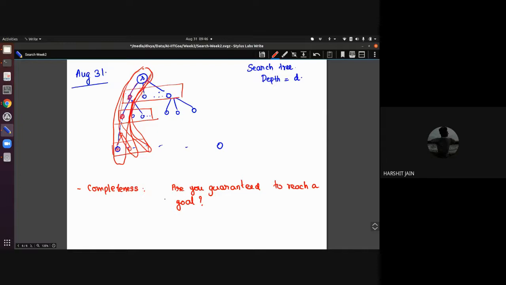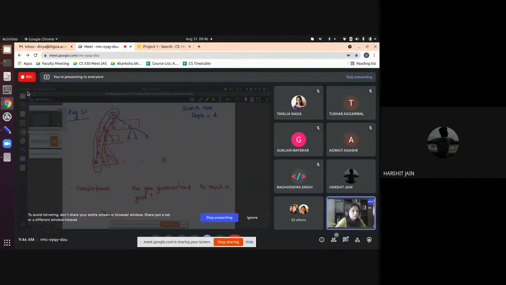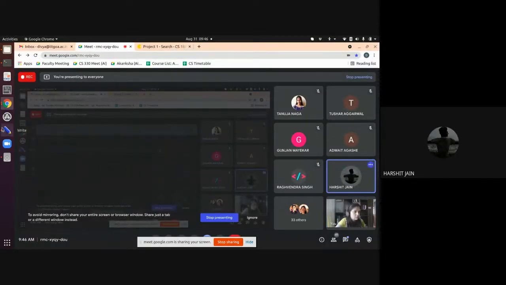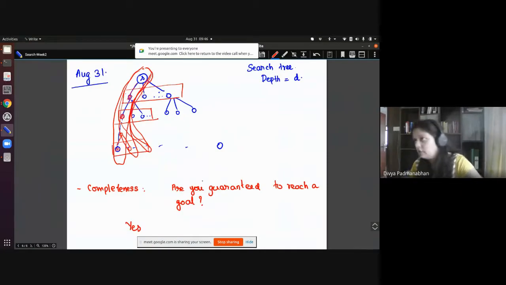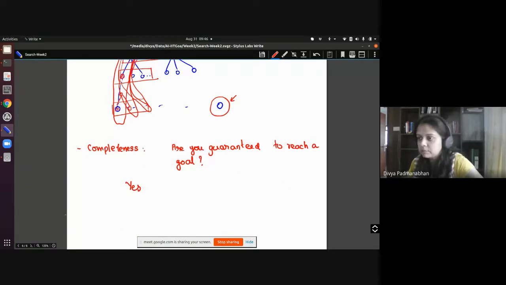Yes, ma'am. So why is that? Ma'am, it will go through each and every node at some time. Right. So every node of your state space graph or your search tree will get visited, and it could end up covering the entire tree. So if your goal is somewhere here, you might end up visiting the entire tree. But the point is, you will surely cover every node of the tree. So yes, it's complete.